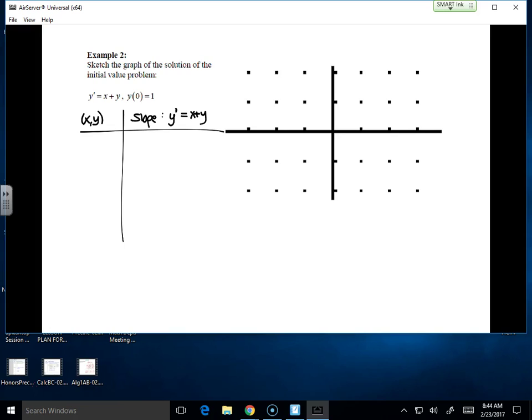Do you have to show me every single slope? And the answer is no. You do not have to show me every single slope. However, let's just start off somewhere easy, like at the point 0, 0, right here. What's my slope? 0. So what am I going to show you? A flat line.